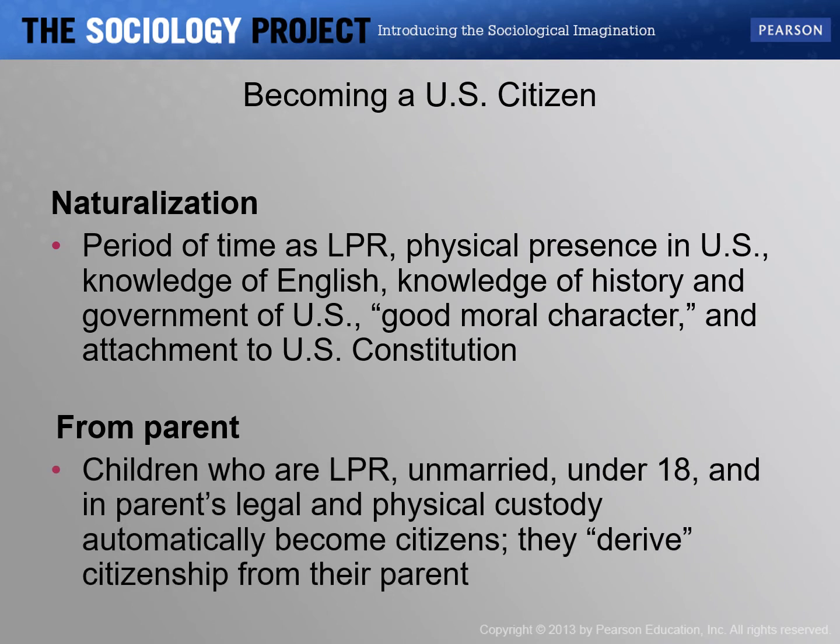It can be from a parent. Children who are legally permanent residents, unmarried, under 18, and in parents' legal and physical custody automatically become citizens. They derive citizenship from their parents. So then you see cases where two people who are not legal residents have a child who becomes a legal resident and causes all kinds of legal and logistical nightmares.